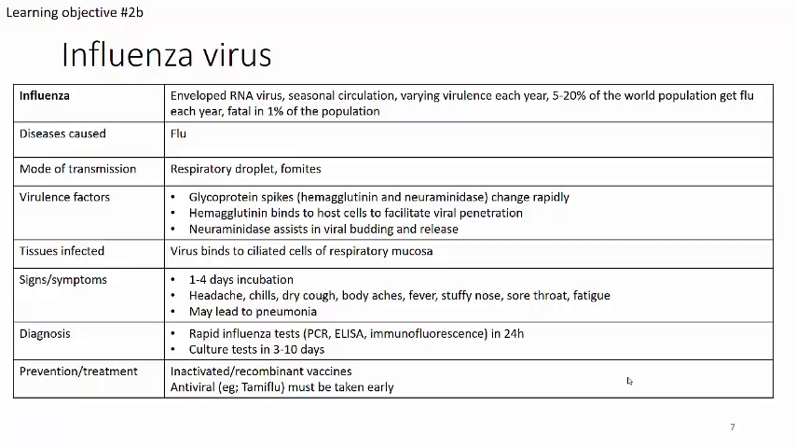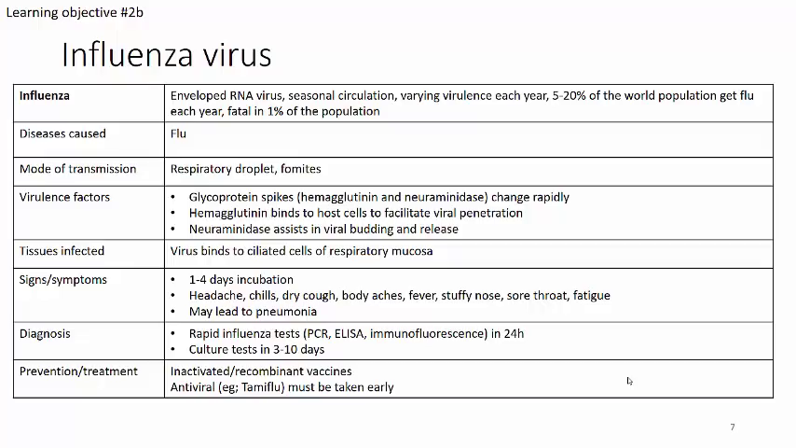So infected tissues are the respiratory mucosa or respiratory mucous membranes. The virus is very good at binding to those cells coated in cilia along the respiratory tract and sticking there. There is a 1 to 4 day incubation period, so you're exposed to the flu and you start feeling crummy a few days later. Signs and symptoms are headaches, chills, dry cough, body ache, fever, stuffy nose, sore throat, and fatigue. And in some cases, it may lead to viral or bacterial pneumonia because the immune system responds to the flu virus, and so other microbes have a chance to take over and make the patient ill.